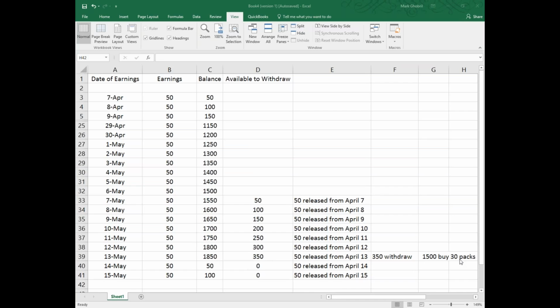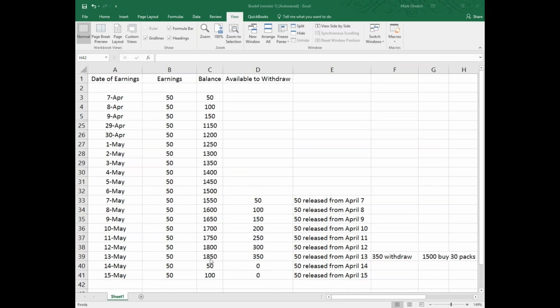But let's say we didn't. Let's say we just bought 30 packs, €1,500, and then we withdrew €350. So we took the money out. Now notice we used up all the money here. It's gone. We used every single bit. And now May 14th hits and we have 50 euro and 50 goes back into our balance, but look, available to withdraw is zero.